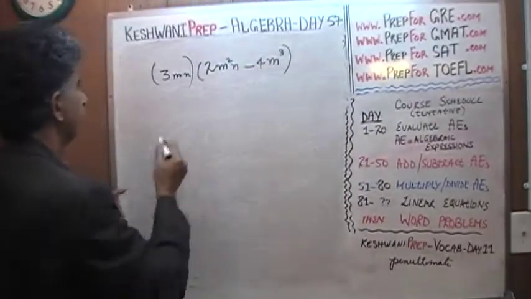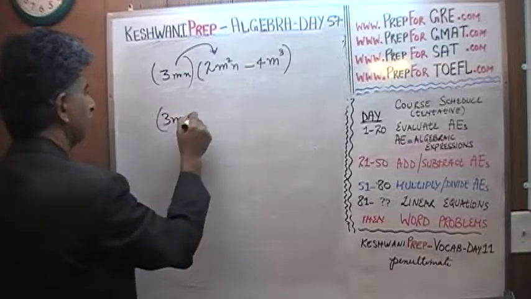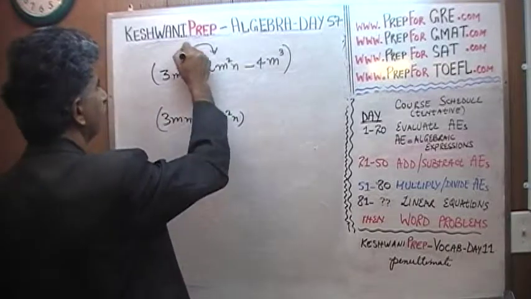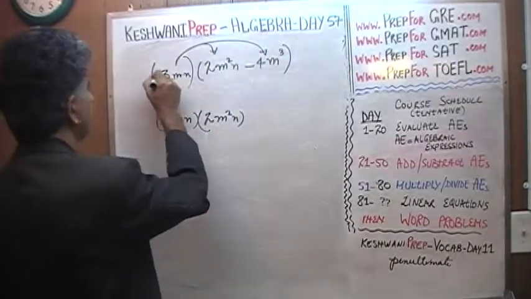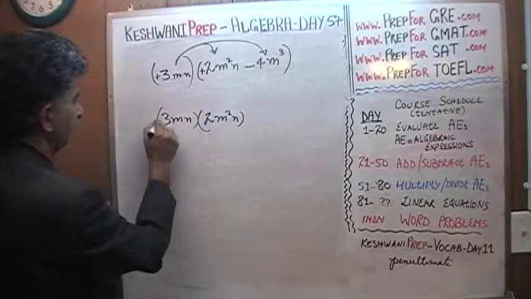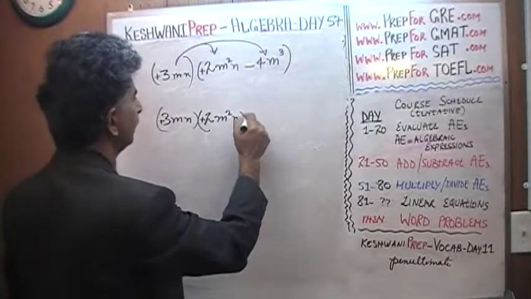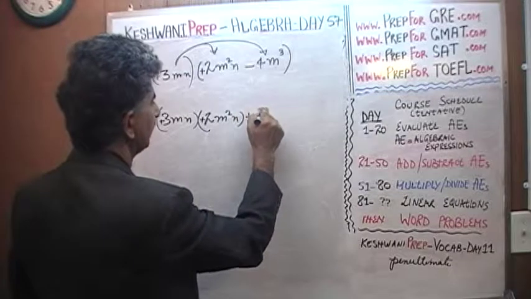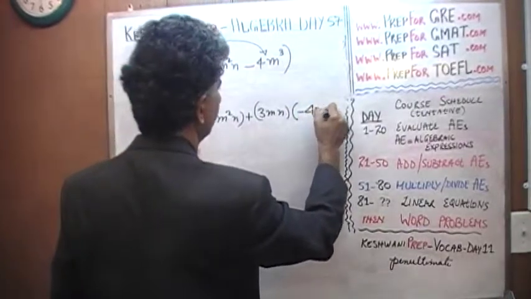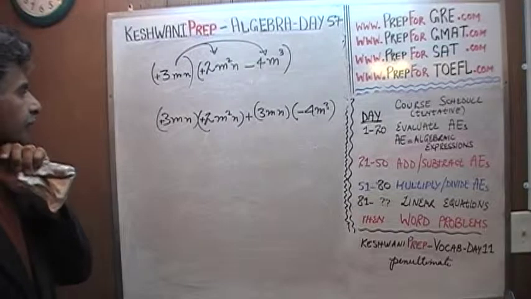So here what we have is 3mn times 2m squared n, and then we have 3mn. This one has a positive sign in front of it, this one has a positive sign in front of it. So positive times positive is just going to be positive. But this guy has a negative sign in front of it, so we have to be careful. So we have plus 3mn times minus 4m cubed. That's all.